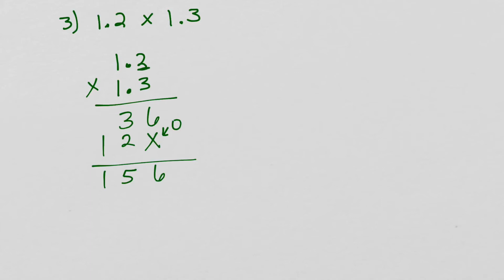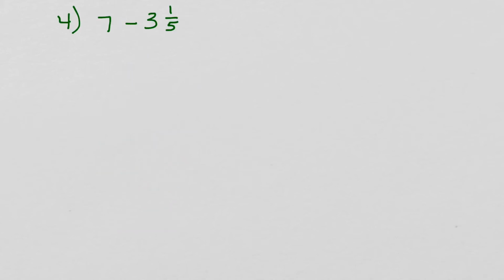I'm going to count how many digits are behind the decimal. So there's 1 digit behind the decimal here and 1 digit behind the decimal here. I'm going to come down and I'm going to move the decimal 2 places. So my answer is going to be 1 decimal 5, 6.